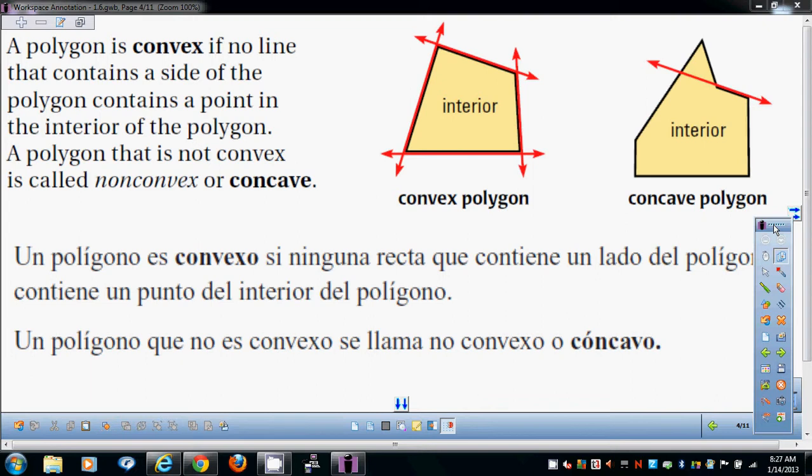For instance, if you were to keep drawing any of these sides, none of them go inside the polygon, so it is convex. If you were to continue drawing one of these sides, or this one, the line goes inside the polygon, so that would be called a concave polygon. Concave, convex. Questions about what makes those different? I'm about to ask you your own.